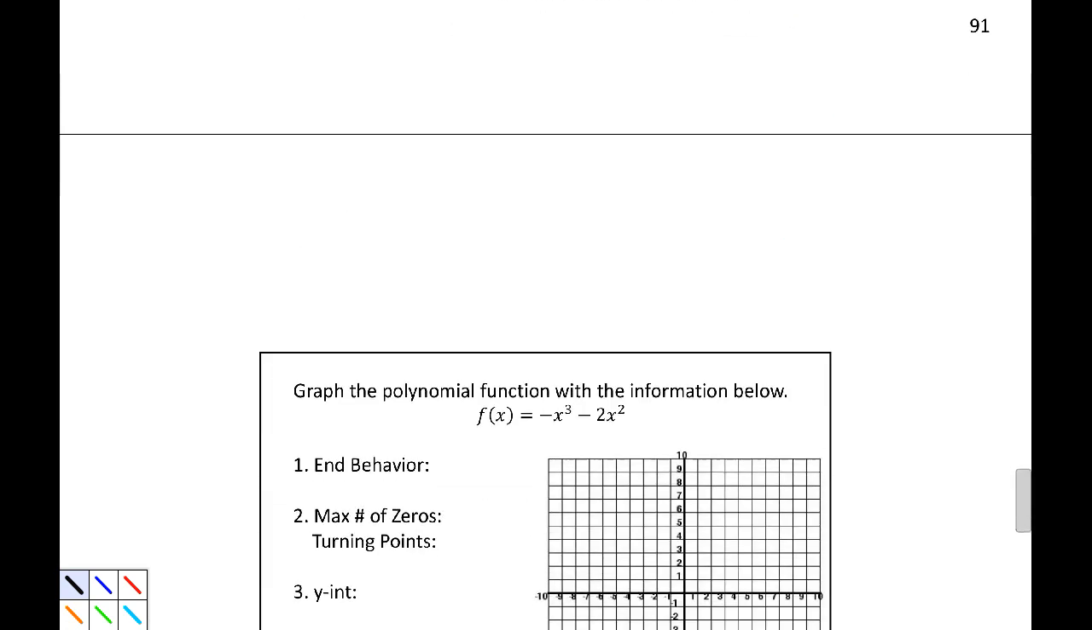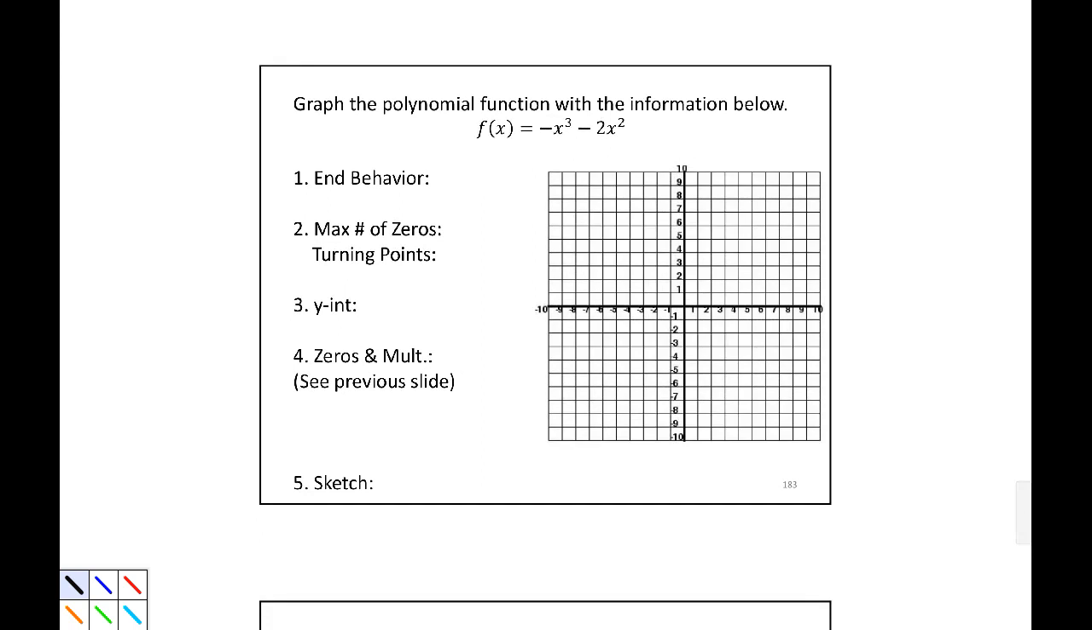So for our first example, we have graph the polynomial function with the information below. f of x equals negative x cubed minus 2x squared. Now, the first thing I want to do is fill in number 4, the zeros and the multiplicity, because we actually found this in a previous video. That'll be x equals 0 and negative 2, and those had multiplicities of 2 and 1 respectively.